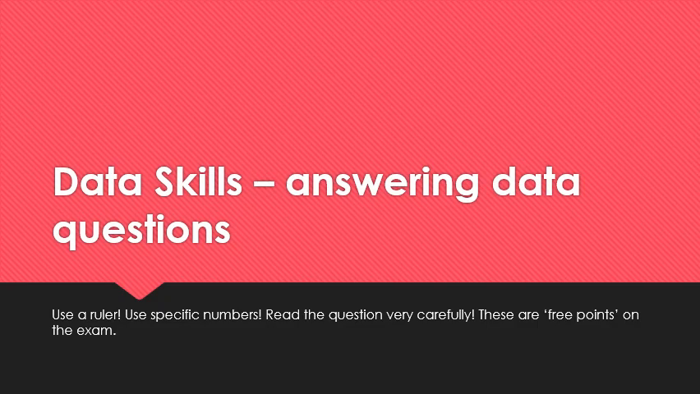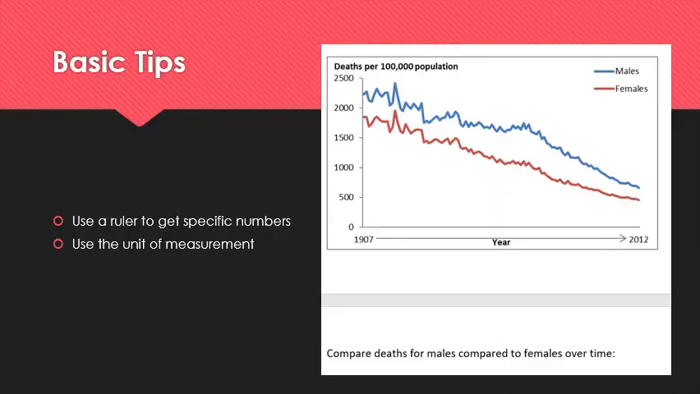You need to always have a ruler with you in every exam because you need to rule across and get specific numbers. And you have to read the question very carefully because they can try to trick you a little bit as well. Okay, so a couple of basic things to start with: make sure you always have a ruler so you can get these really specific numbers.